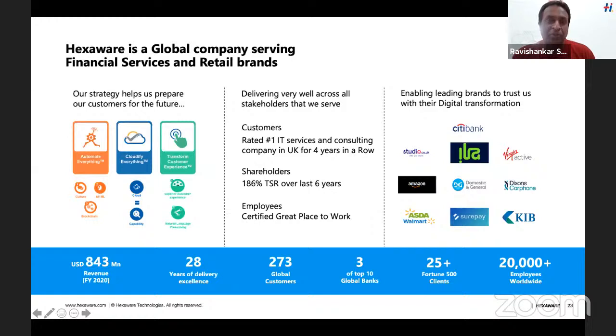I'm Ravi from Hexaway. We are a well-known brand. We've been in the business for about 30 years, but we call ourselves a billion-dollar startup. That's what we are. We will be closing $1 billion this year, and banking is a very important part of that journey. At Hexaway, there are 3 core principles which we believe in: automate everything, cloudify everything, and transform the customer experience. In everything that we do, we follow these 3 principles to the spirit of it.